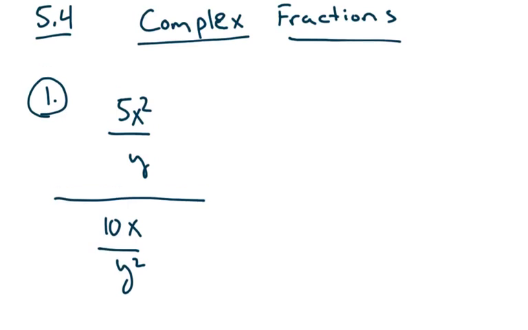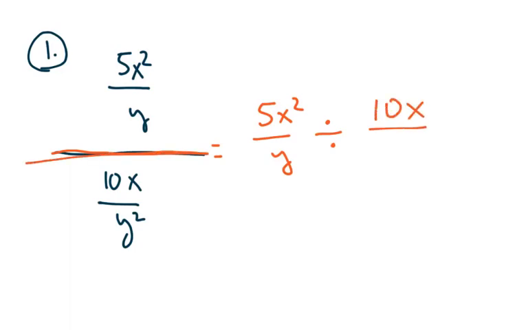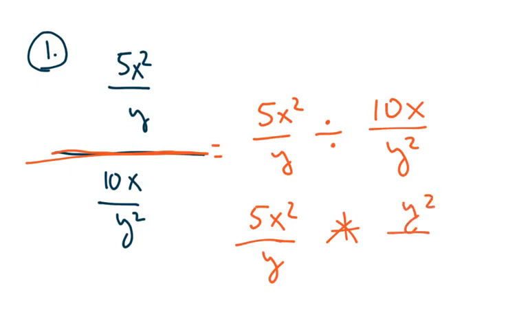So, complex fractions are essentially when you have fractions within fractions, and there are essentially two ways to approach these sorts of problems. The first way is to realize that when we divide, so we have 5x squared over y, this giant line right here just means division. We know that division is multiplying by the reciprocal. The reciprocal is just a fancy word for flipping the top and the bottom.